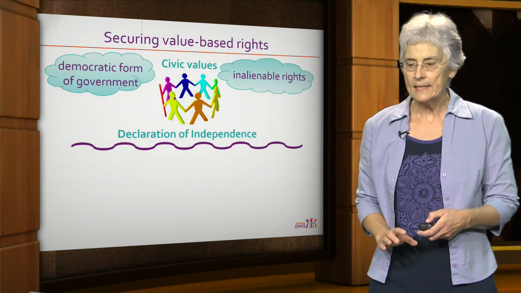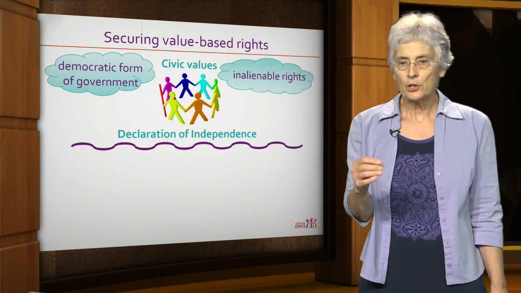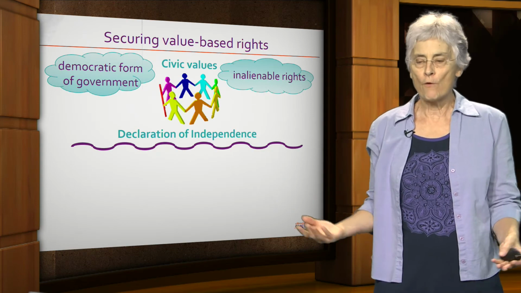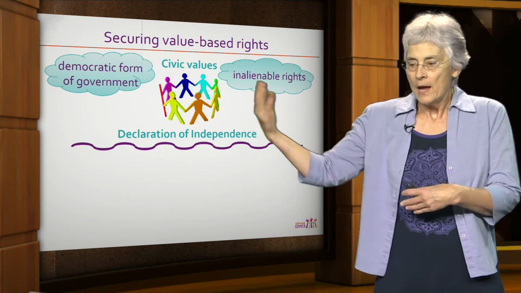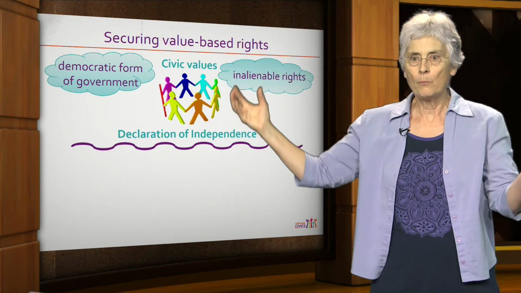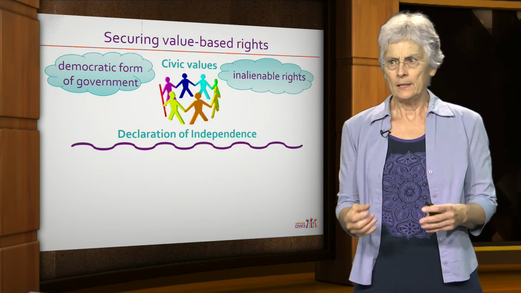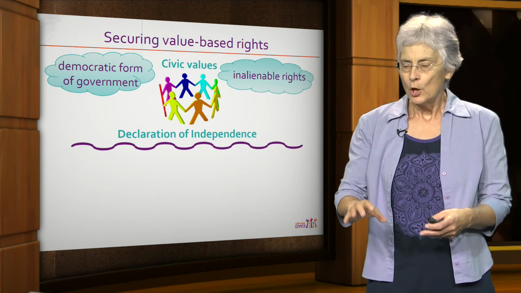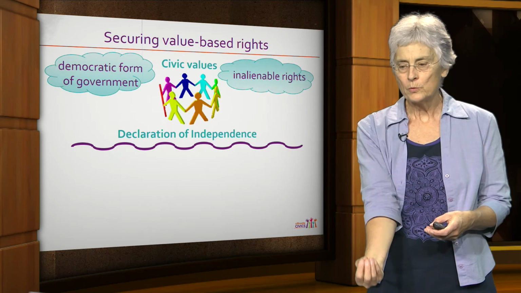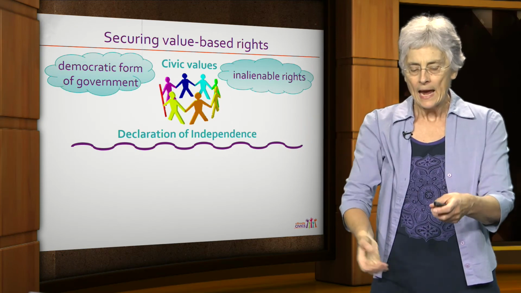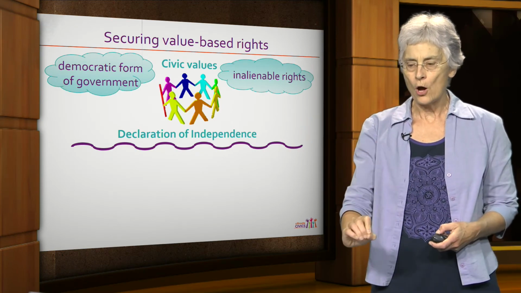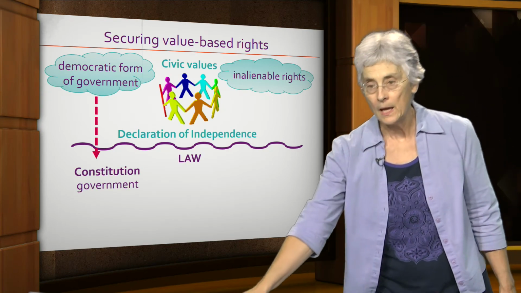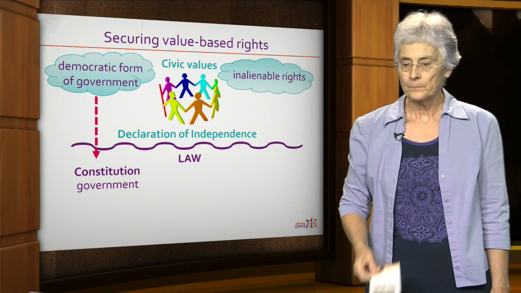Now, how did we get this into law? We had to actually secure this idea. This is an idea, a democratic form of government with civic values and somehow our inalienable rights, which are very broad and not really enforceable as stated. That's the Declaration of Independence. So what the founders did was we took these ideas and we wrote them down as law, right? So the democratic form of government became the Constitution, okay?